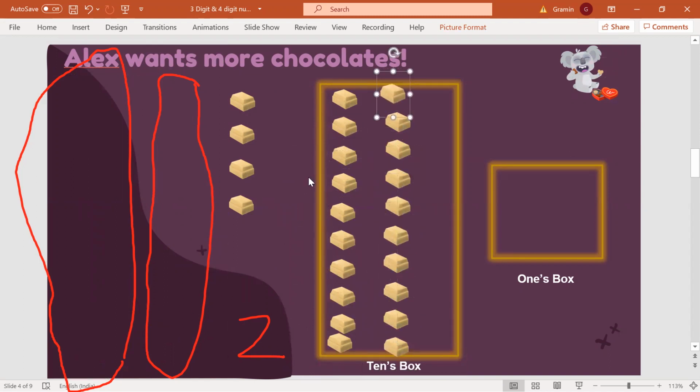So now how many chocolates are left? Now total of 4 chocolates are left. And these 4 chocolates Alex can put one by one in the 1's box. 1 chocolate, 2 chocolate, 3 chocolate, and 4 chocolate.